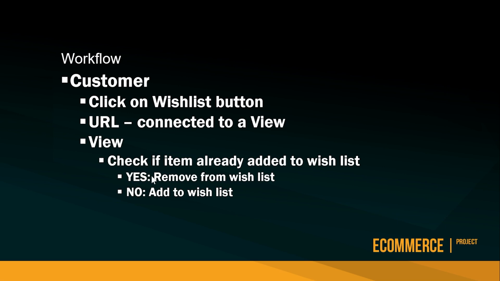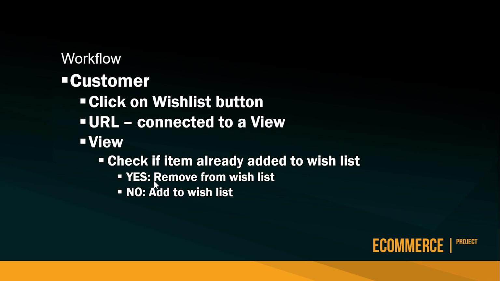So instead of having a feature where they click on a button and it takes them to a different view that adds the item, and then they click on the button again and it takes them to another view, say, to remove the item, we can just put this all into one view, one function. So the customer clicks on the button, we check if the item already exists. If the item already exists, then obviously we just need to remove it. If the item doesn't exist, then we just add it.